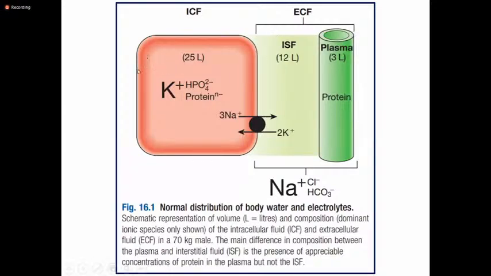You will appreciate that this is the intracellular space, with potassium being the main intracellular ion, and in the extracellular space, you have sodium being the main extracellular ion. In the extracellular space, you have the interstitial fluid and plasma, and the difference between these two is the amount of protein, which is higher in the plasma component compared to the interstitial fluid space.